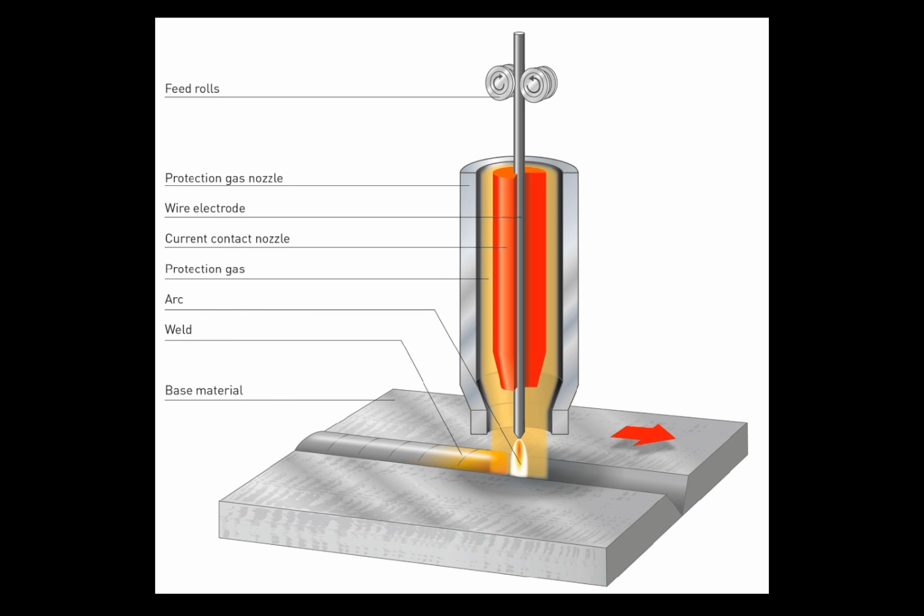What is gas-shielded arc welding? Gas shields around the arc to prevent the atmosphere from contaminating the weld. What are the advantages of gas-shielded arc welding? Stronger, more ductile, more corrosion-resistant weld.